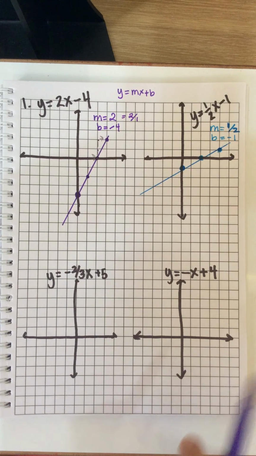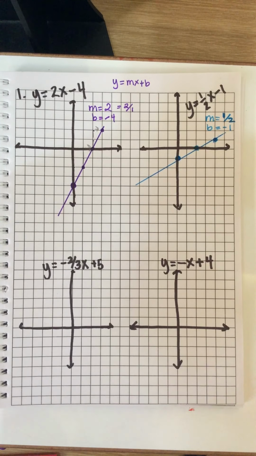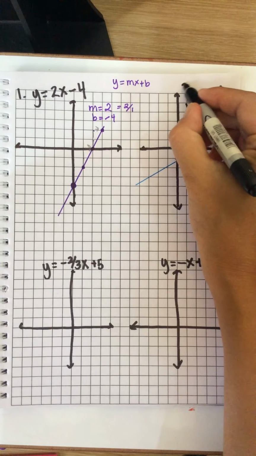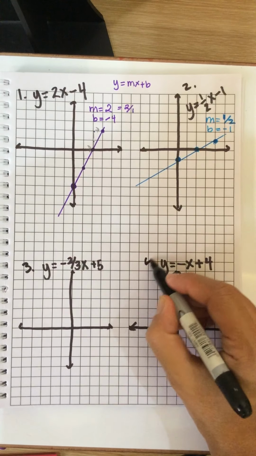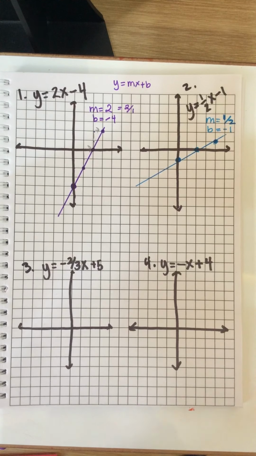All right, let's go to number 3. I realized I didn't label this. This is number 2. This is number 3. This is number 4. Okay? Number 3 says y equals negative 2/3 x plus 5.